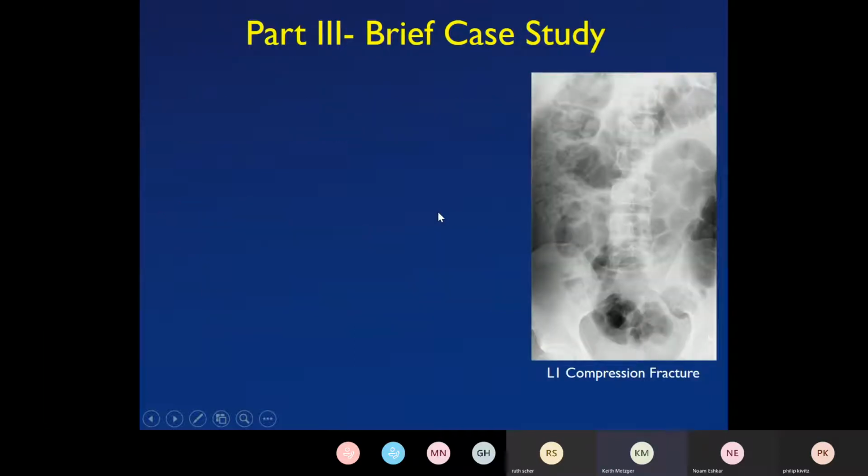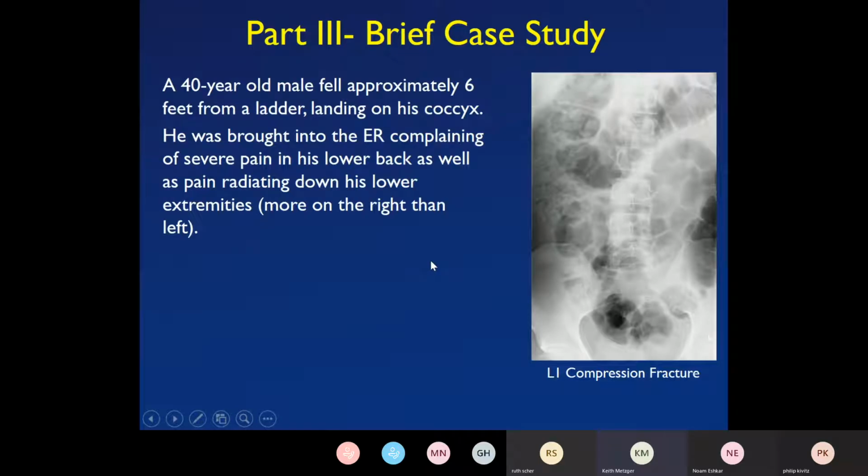And then part 3, a brief case study. And I just picked one out relatively quickly here. This is an L1 compression fracture. And we're going to give a brief case study. We could probably find a better one here, and we would probably give them a lateral as well.